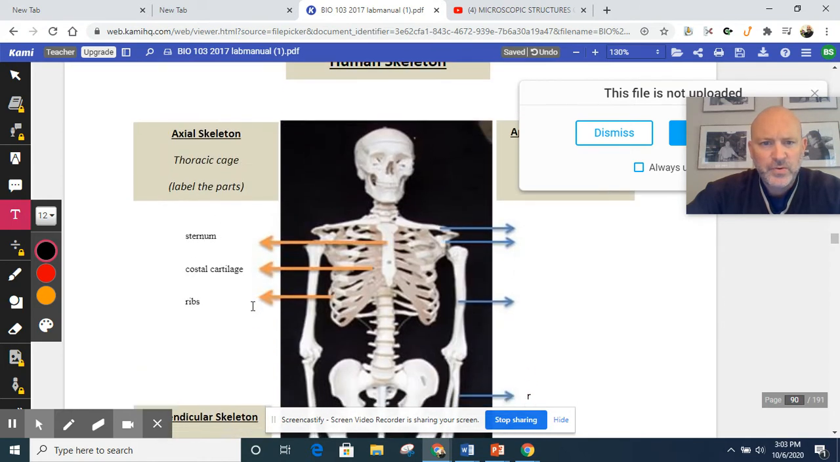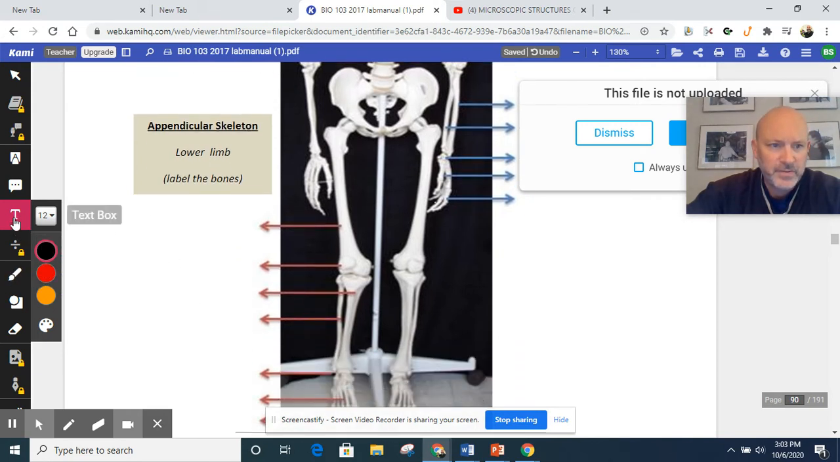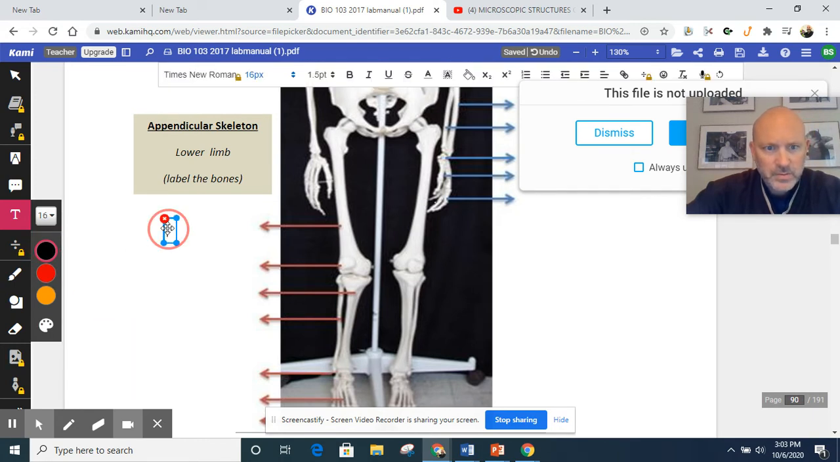If we go down further, the appendicular skeleton, specifically of the lower limbs, let's make this a little bigger. We have the femur. The femur is this bone here. And here we have the kneecap, but we would call that the patella. In the lower leg, we have 2 bones. We have a larger bone and then a smaller, thinner bone. The larger bone is called the tibia. And the thinner, smaller one is called the fibula.